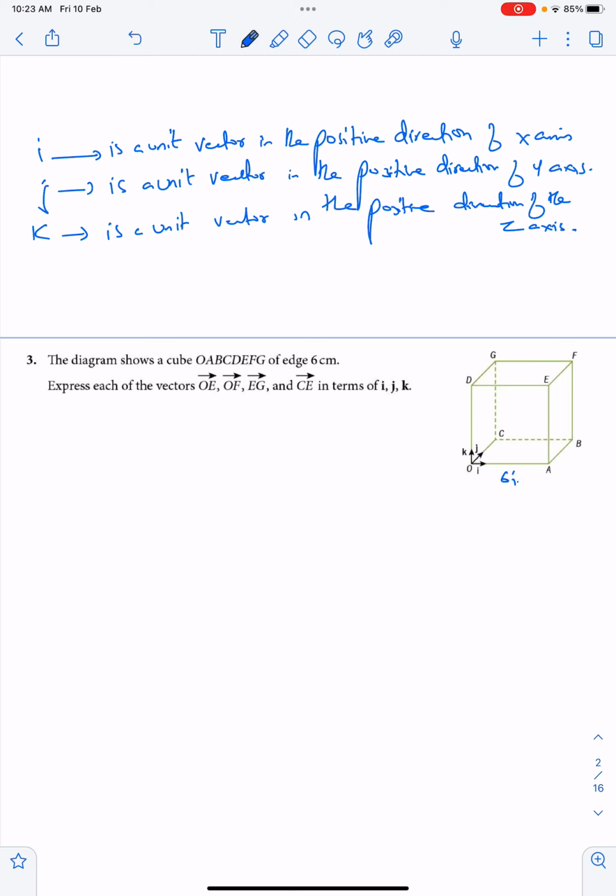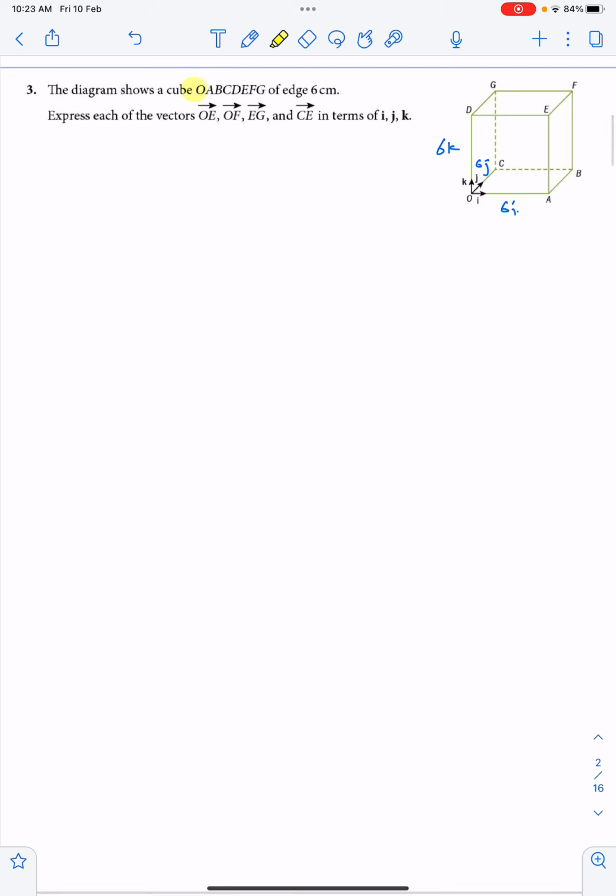If this is 1j, this whole width of the cube is going to be 6j. And if k is a unit vector in the z direction, or the third direction, this whole thing is going to be 6k. Let's start with the question. The diagram shows a cube OABCDEFG of edge 6 centimeters. Express each of the vectors OE in terms of i, j, and k. Let's do OE first.